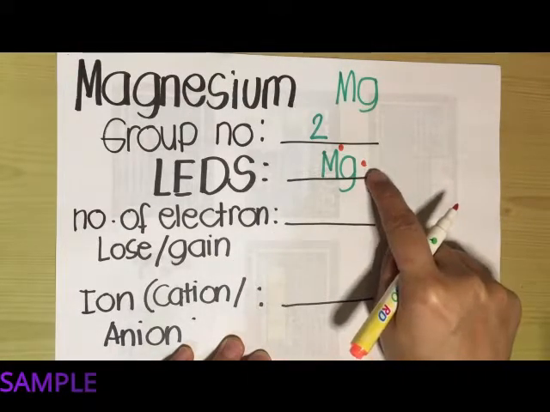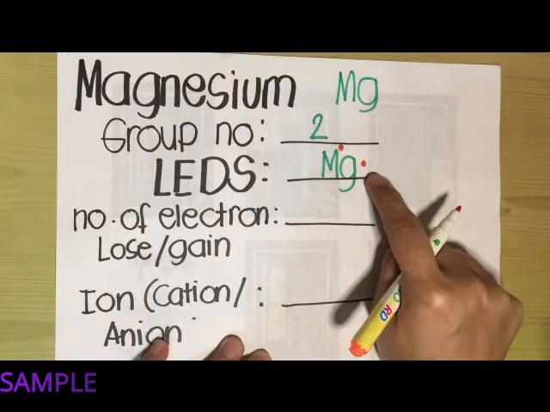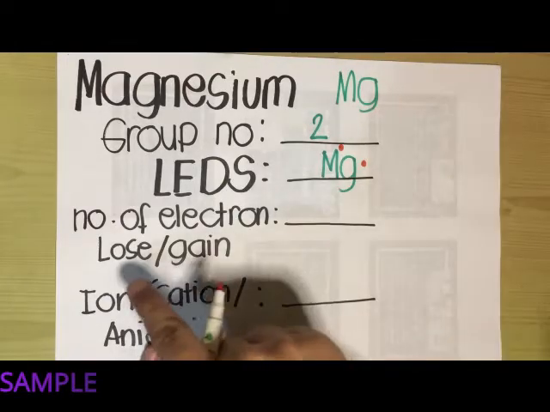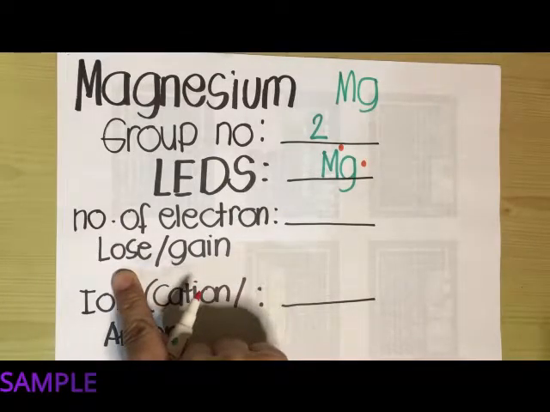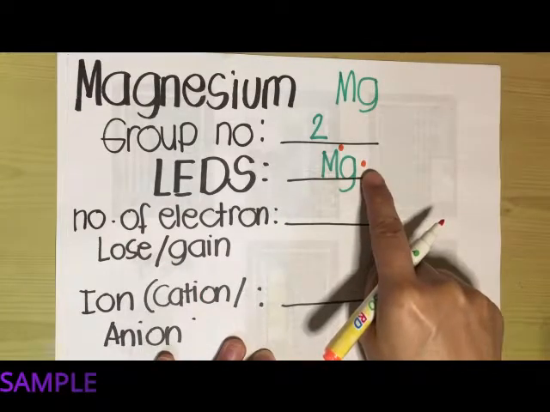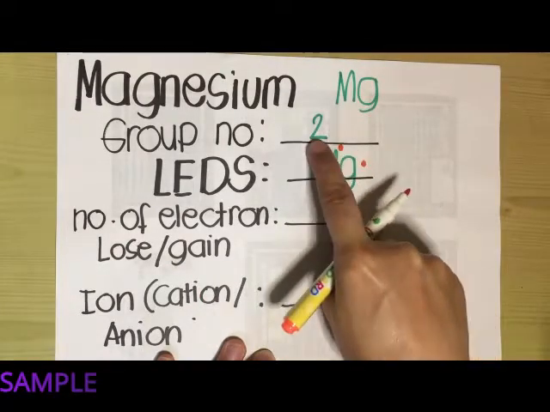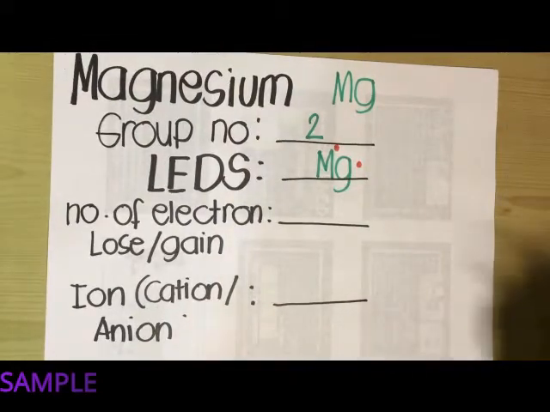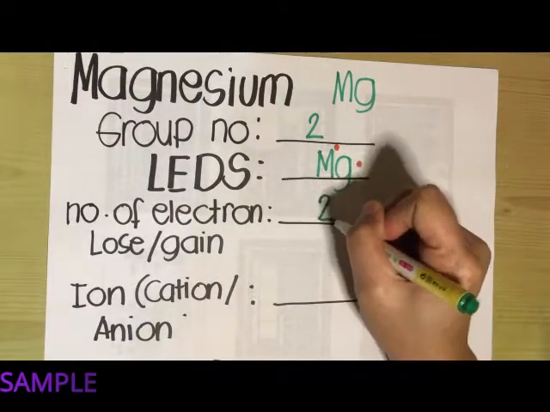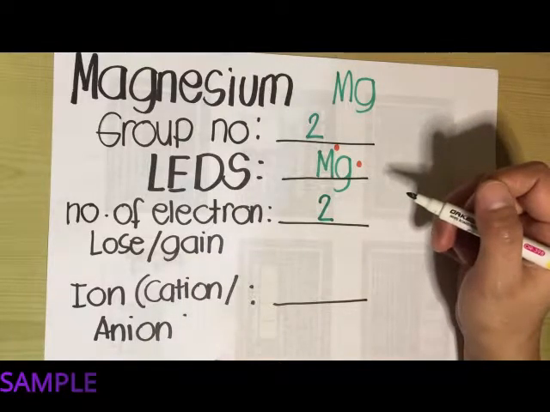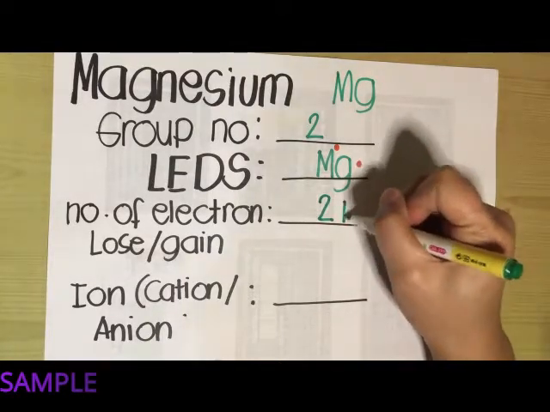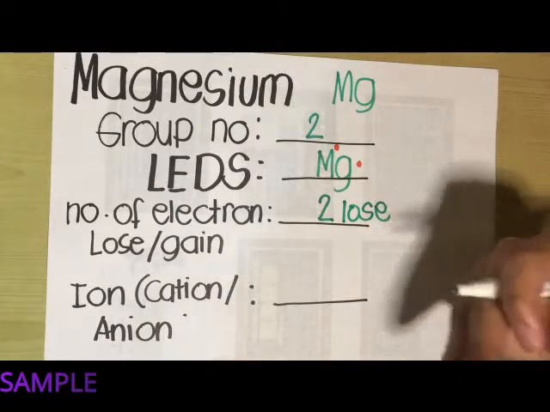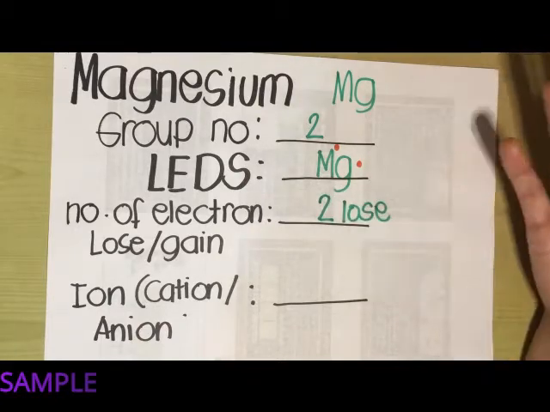Okay? So, since ito ay metal, pag metal, nagdo-donate sila ng electron. So, nababawasan sila ng electron, naglo-lose. Ilan yung pwede niyang i-donate? 2. Kasi dalawa ang kanyang valence electron. So, 2 yung kanyang pwedeng i-donate na electron. Lose or gain? Lose. 2 yung pwede niyang ibigay, kaya mawawalan siya ng electron.